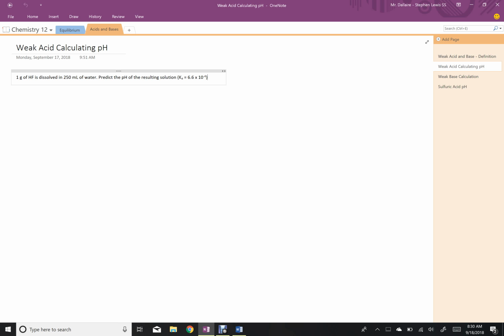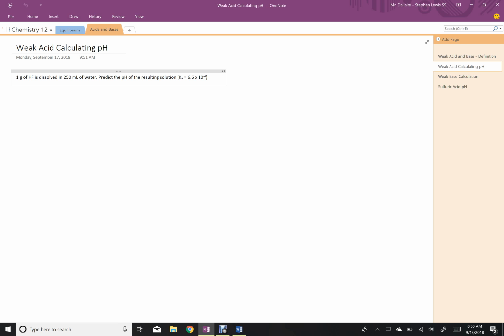Okay, so since weak acids are acids that form an equilibrium with both the forward and the reverse reaction happening at a similar rate, what that means then is we can use our equilibrium approach to solve for concentrations of weak acids and weak bases, and then as a result predict the pH accordingly. So just to give us an example to work with, let's imagine we have 1 gram of hydrofluoric acid, HF, which is a weak acid, dissolved in 250 milliliters of water.